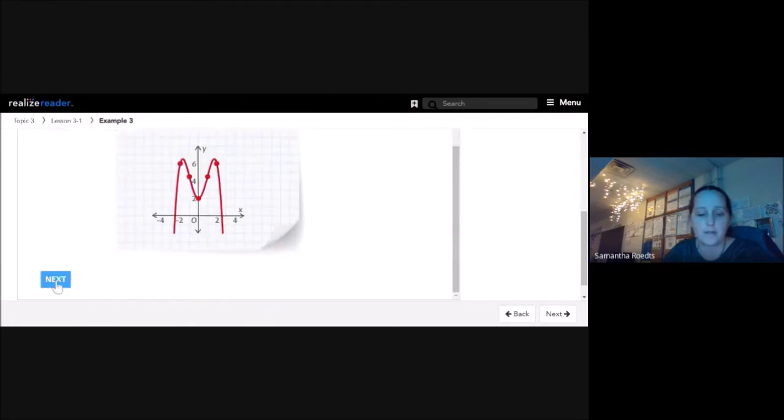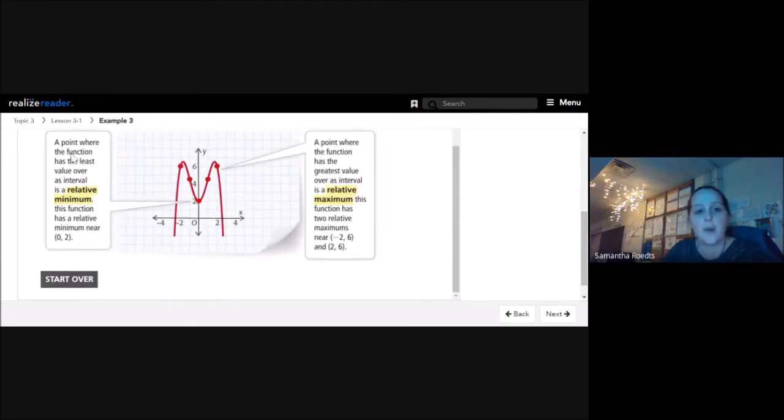Graph those points. The point where the function has the least value over an interval is a relative minimum. If I look at this, the lowest point is right here, that's a relative minimum. This function has a relative minimum near 0, 2. A point where the function has the greatest value over the interval, so up here, is a relative maximum. This function has two relative maximums near negative 2, 6 and 2, 6.